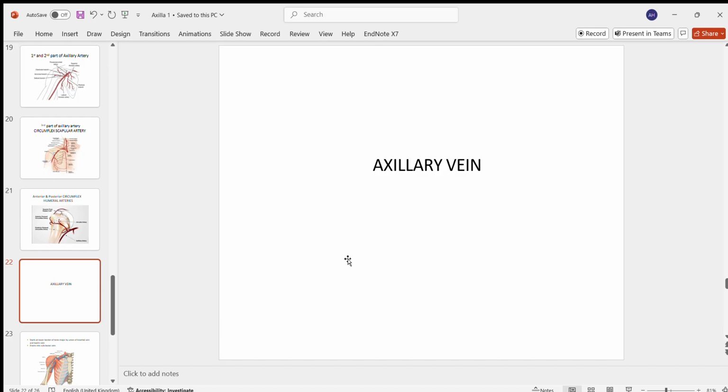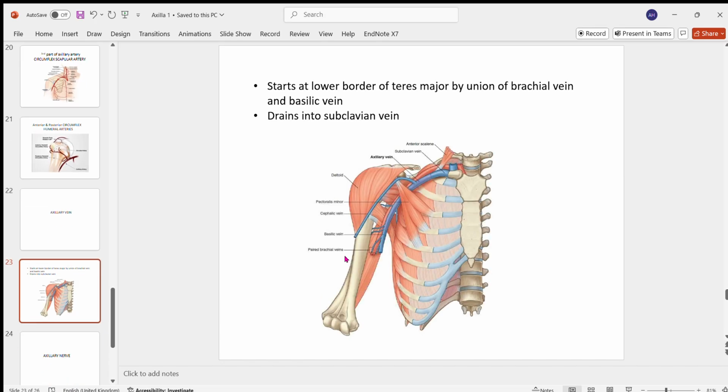Now I'll briefly discuss the axillary vein. Axillary vein, as I've told you earlier a lot of times, the veins follow arteries. So the axillary vein is lying along the axillary artery. It is formed by the union of the brachial vein and the cephalic vein. These two veins join to form the axillary vein, which goes up and is drained into the subclavian vein.